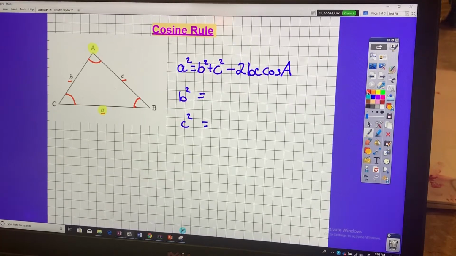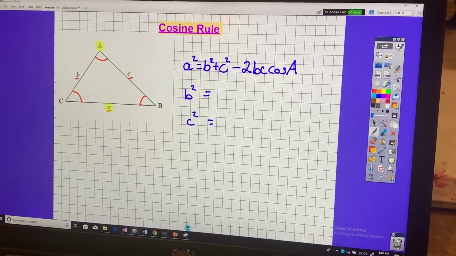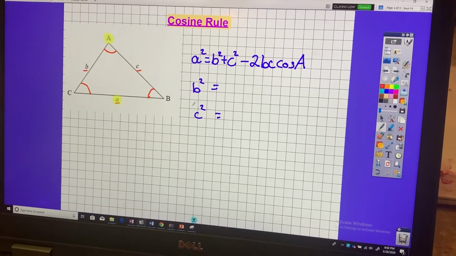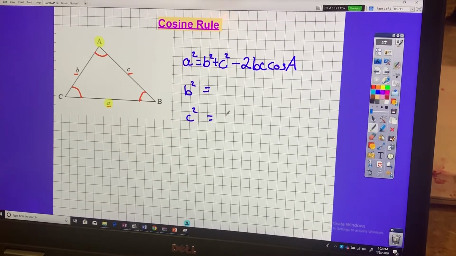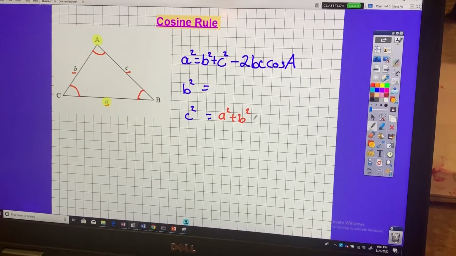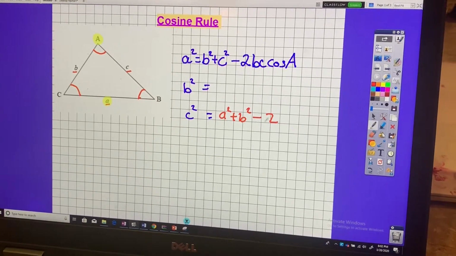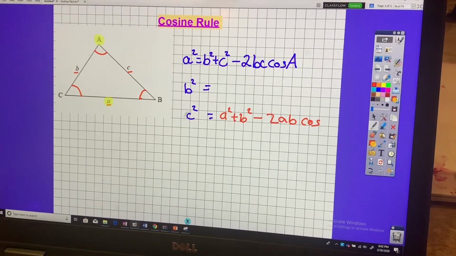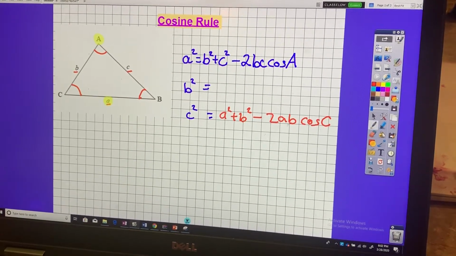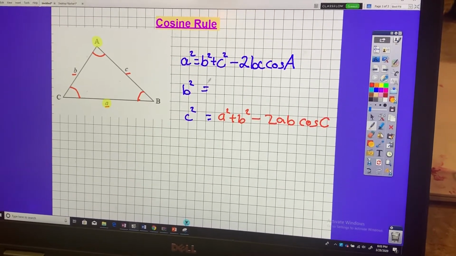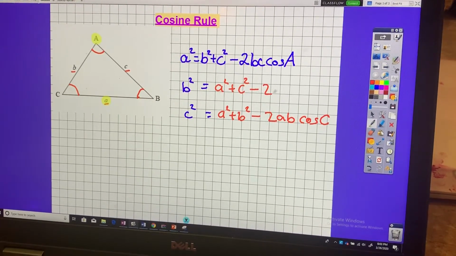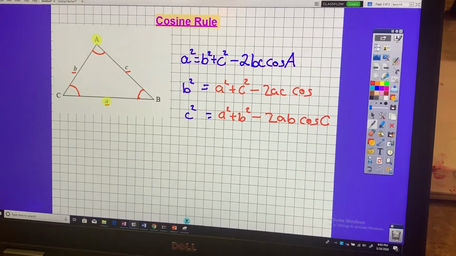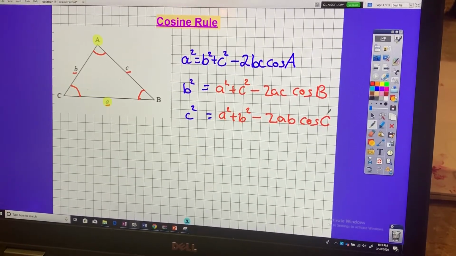Now, once you've paused it and tried it, which is what I recommend because maths is all about doing, let's have a look. I'll do c squared first because it's a bit like Pythagoras. c squared is a squared plus b squared, so far just like Pythagoras, minus 2ab cos of what you started with. Try again for b squared if you think you got it wrong, and pause my video. For the others, b squared is a squared plus c squared minus 2ac cos of capital B. And that's it, that's the cosine rule.